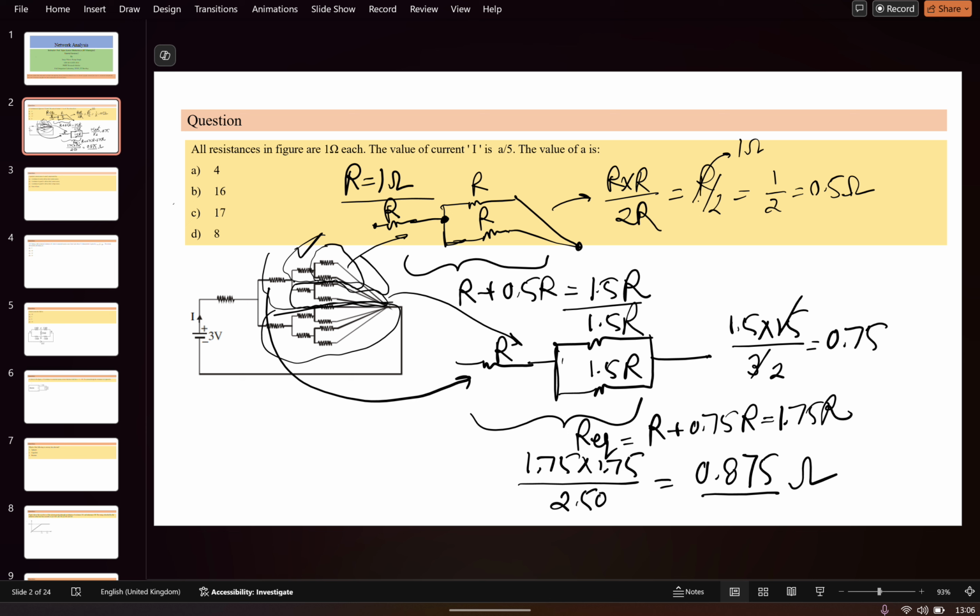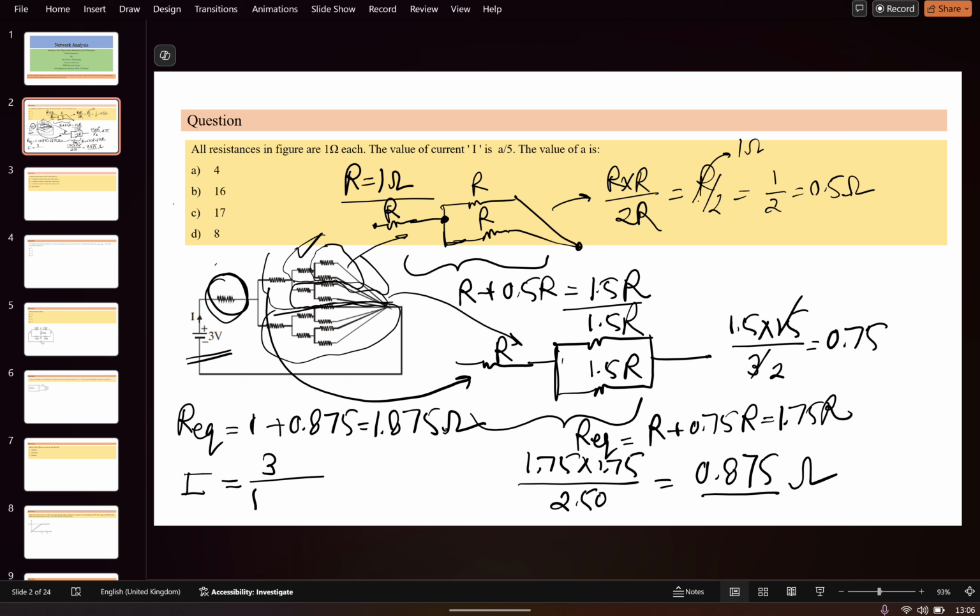Similarly, if you see what could be the total R equivalent, the 1 plus 0.875 is equal to 1.875 ohms. Okay, so what could be the value of I? I is equal to V, which means 3 volt divided by 1.875. Okay, try to solve and give me the solution for this.